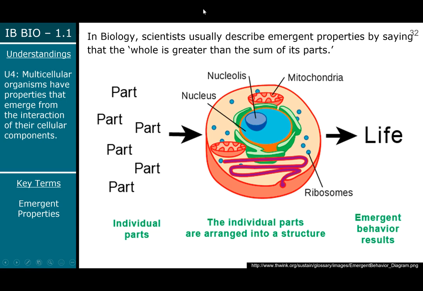So in biology, scientists usually describe emergent properties by saying the whole is greater than the sum of its parts, right? So you have lots of different parts of cells, and we'll talk about that in topic 1.2. We'll talk about the ultrastructure of cells, so all the different organelles, just like we did freshman year. But the cell as a living entity on its own is greater than just those individual parts. Similarly, congregations of cells, and the different types of cells that compose life, are greater together than individually.